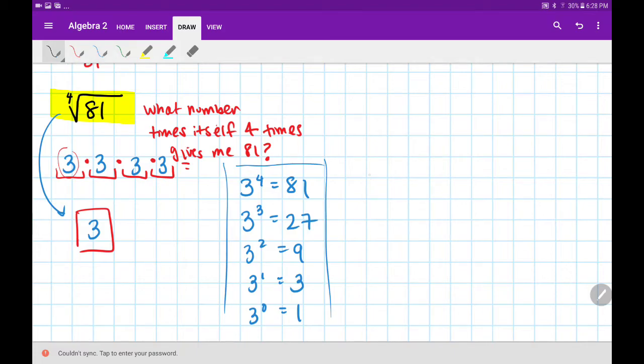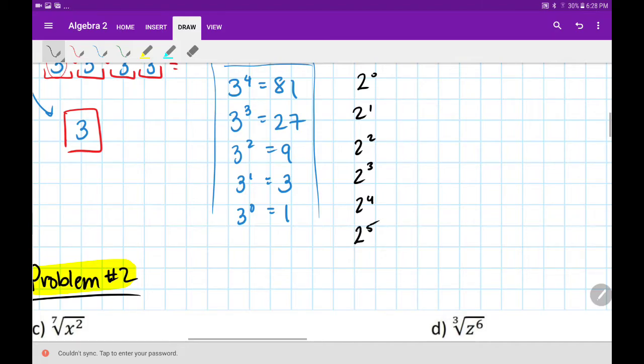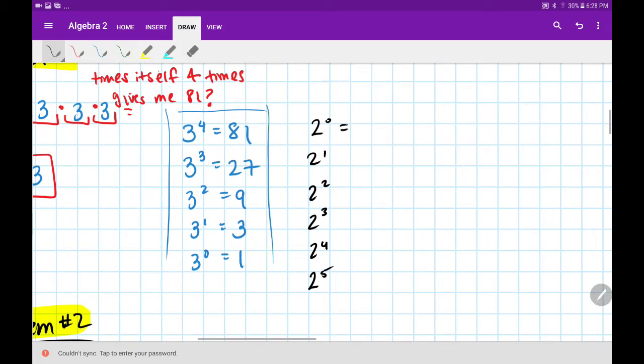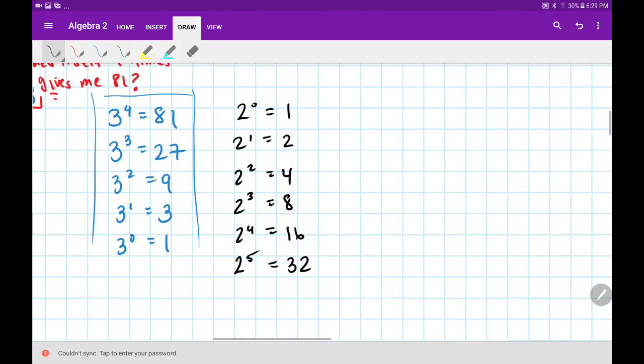Take a minute and do these ones with me also. Okay, so anything to the 0 power is 1. 2 to the first power is 2. 2 squared is 4. 2 times 2 times 2 is 8. 16, and then 2 to the 5th power is 32. These are some super important ones to memorize.